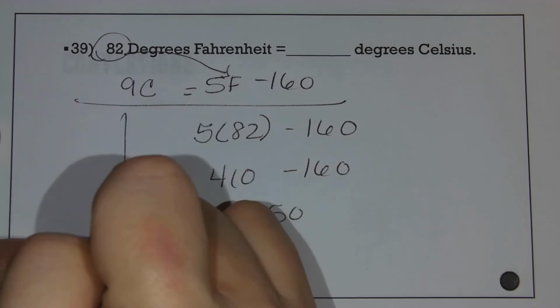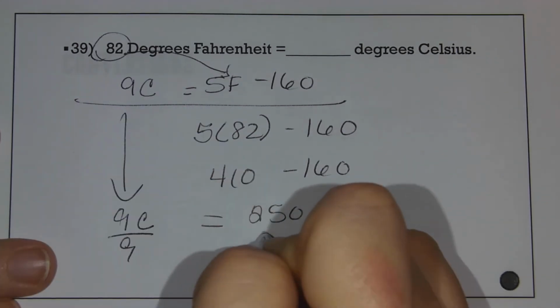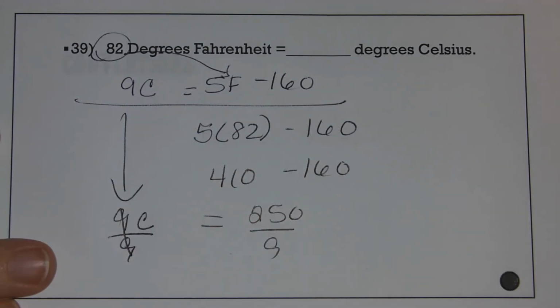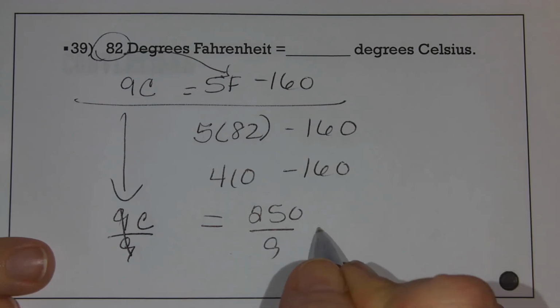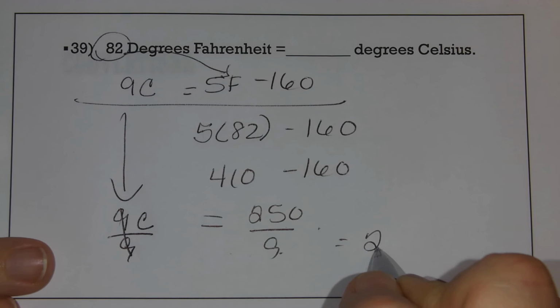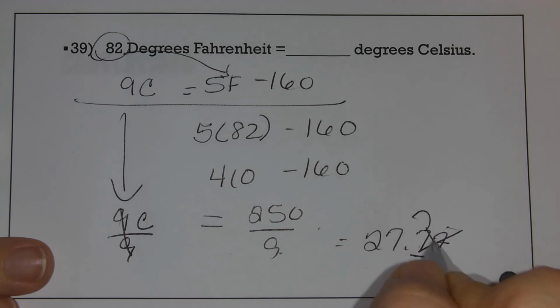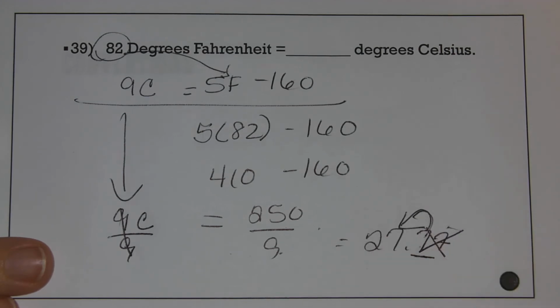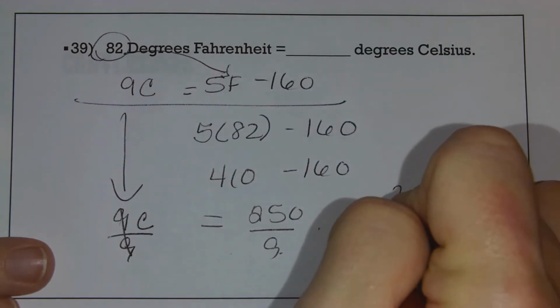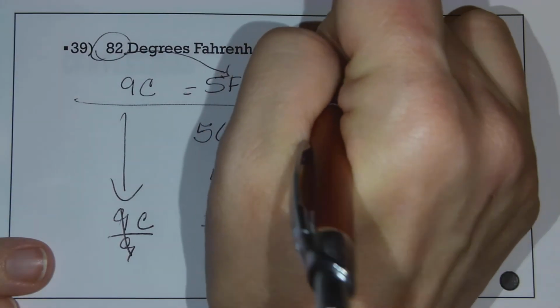You're going to bring down your 9C. Divide each side by 9, crosses these two out, leaves just the Celsius. And then you have 250 divided by 9, and your answer is 27.77. And then this is greater than 5, so we're going to cross them out, up this one to 8, so it would be 28. So I rounded it up.